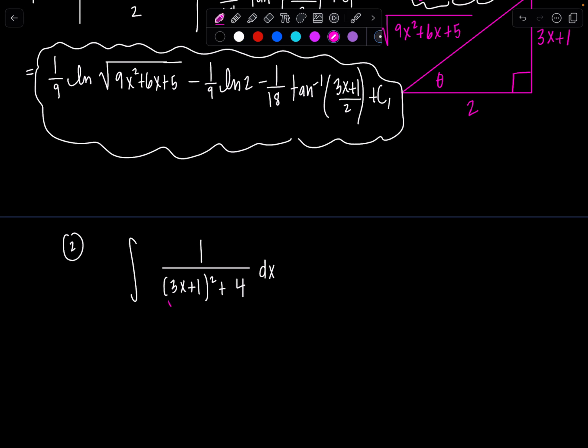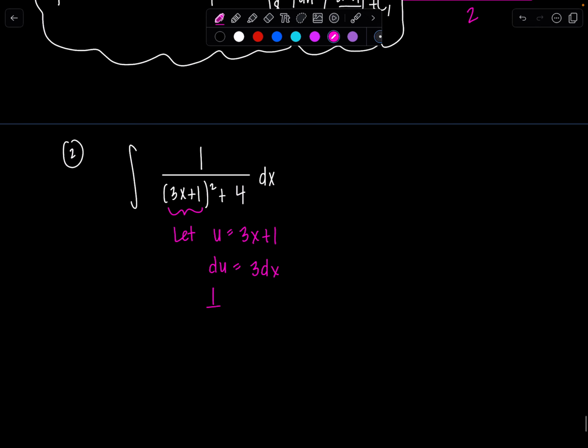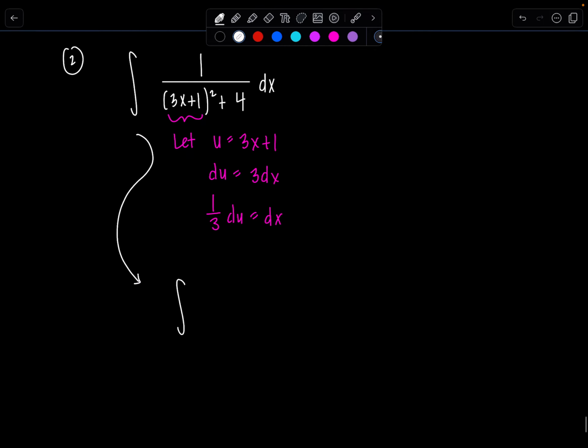So in this case, you would just let u be 3x plus 1, then du is 3 dx, and 1/3 du is dx. And then from here, you should be footloose and fancy free. So we have the integral. Instead of dx, I have 1/3 du. So put the 1/3 outside, du over 3x plus 1, that's u. So now I'm going to have u squared plus, I'm going to write this as 2 squared, okay?